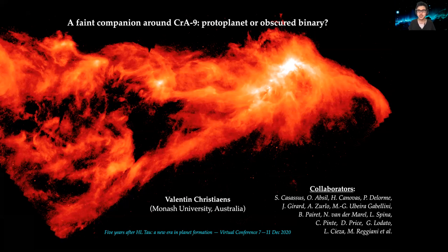Hi everyone, it is a pleasure to present our new results on a faint companion we discovered around the T Tauri star CrA-9 in the Corona Australis star forming region, which you can see here in the background with this nice Herschel far-infrared image. I'd first like to thank my collaborators for their help in getting the results I'll be presenting today. So let's dive into it.